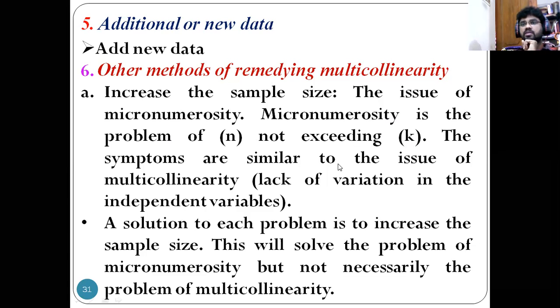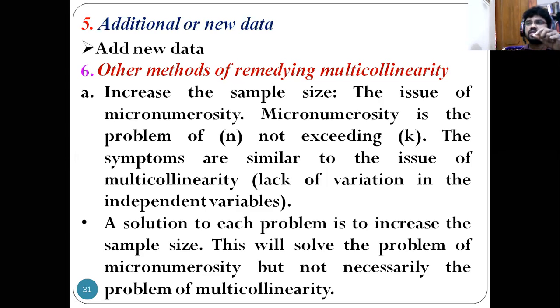The symptoms are similar to the issue of multicollinearity. There is a lack of variation in the independent variables, so we will get a multicollinearity problem. The final thing is that a solution to each problem is to increase the sample size. When you take into account not only multicollinearity but also autocorrelation, if you increase the sample size, you may not get such problems.